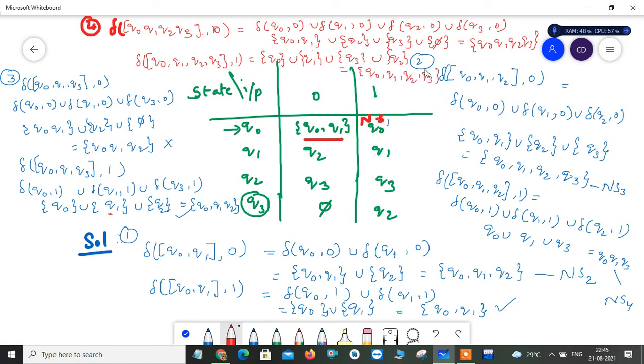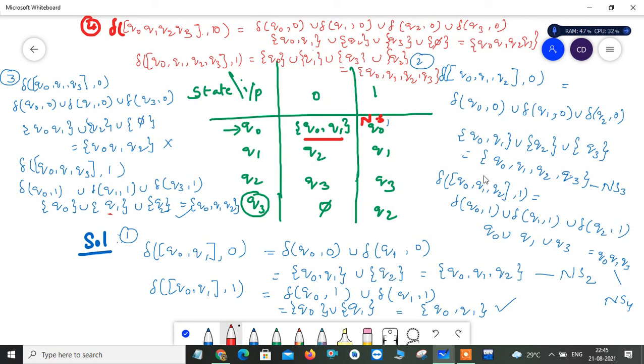So these are the new states I found in my journey. Now I find that there are no new states available for this solution, so I stop finding the transition functions. Okay, and now I'm reaching my next step, that is I have to identify the final states.